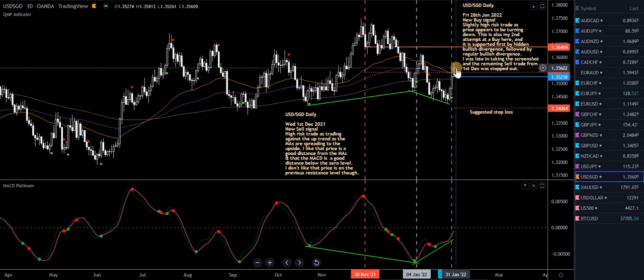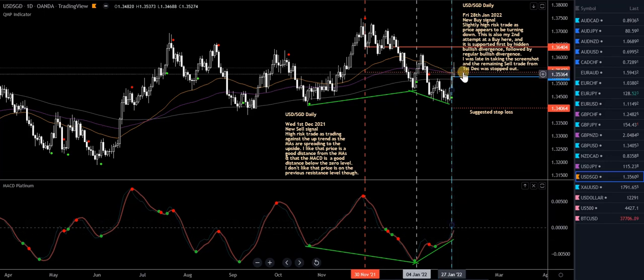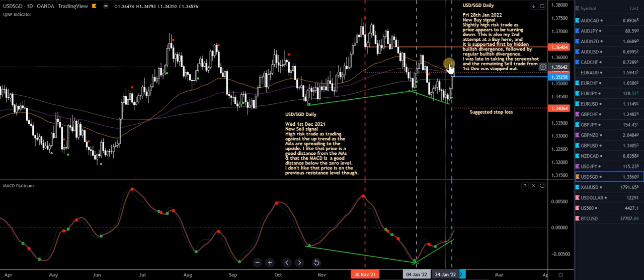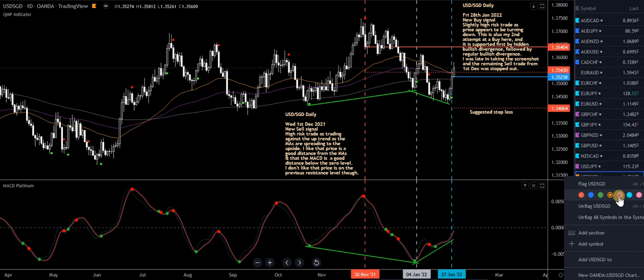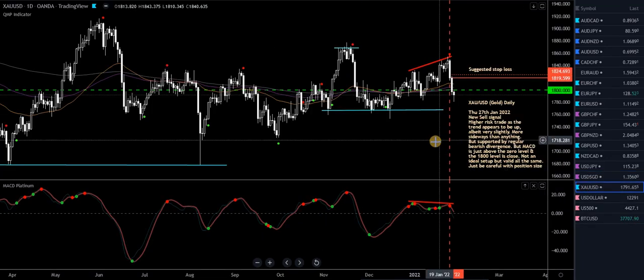I'm confident that would work out, at least worst case scenario, break even. Probably close there. Yeah, and the MACD Platinum's just about up through the zero level, so we're getting close. But looking good. The reason we stopped out on the sell here, and we're in a buy here. So it's all looking good. So that's going to be updated after we finish. Gold, XAU, USD.